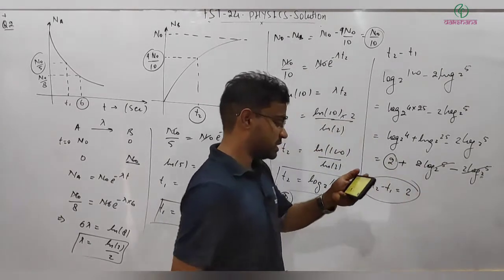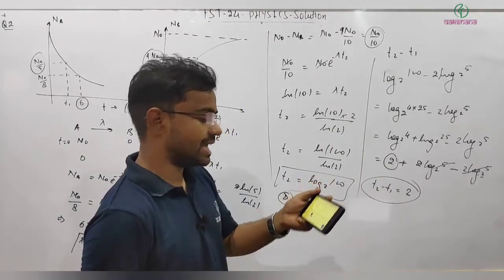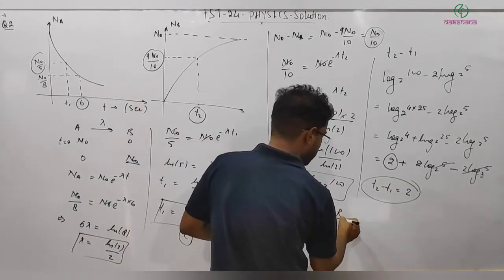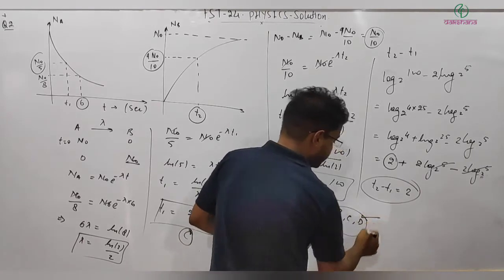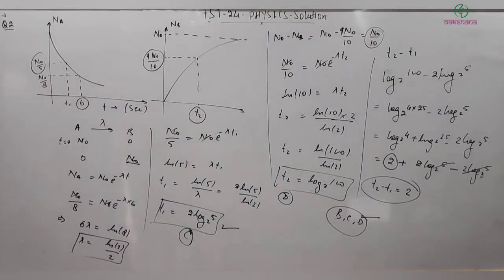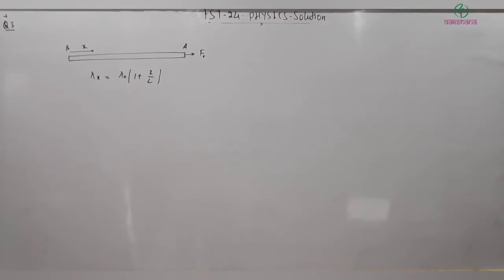So now we can check the options which is matching. So that is B, C and D. So the answer for question number 2 is B, C and D. That is question number 2. Next, question number 3. Let's see. Okay, next question number 3.